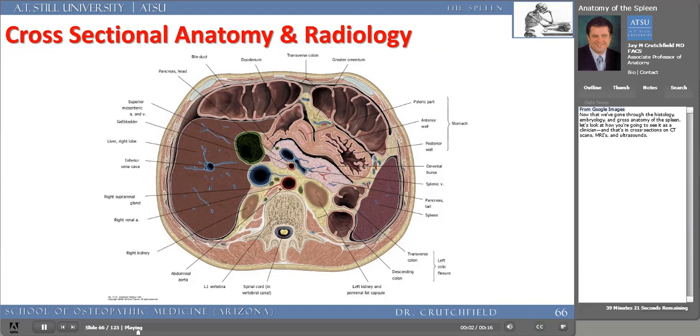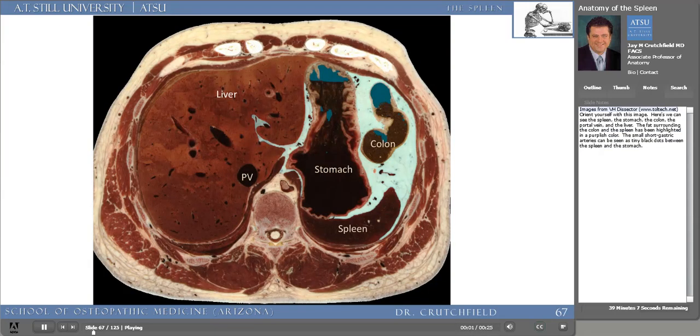Now that we've gone through the histology, embryology, and gross anatomy of the spleen, let's take a look at how you're actually going to see it as a clinician, and that is in cross-sections, on CT scans and MRIs, and also ultrasound. Orient yourself with this image. Here we can see the spleen, the stomach, the colon, the portal vein, and the liver.